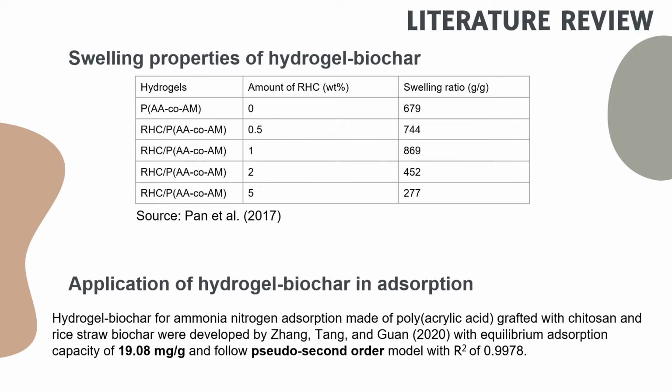Hydrogel biochar for ammonia nitrogen absorption, made of polyacrylic acid crafted with chitosan and rice straw biochar, was developed by Zhang, Tang, and Guan 2020, with an equilibrium absorption capacity of 19.08 mg per gram, and follows the pseudo-second order model with an R-square value of 0.9978.